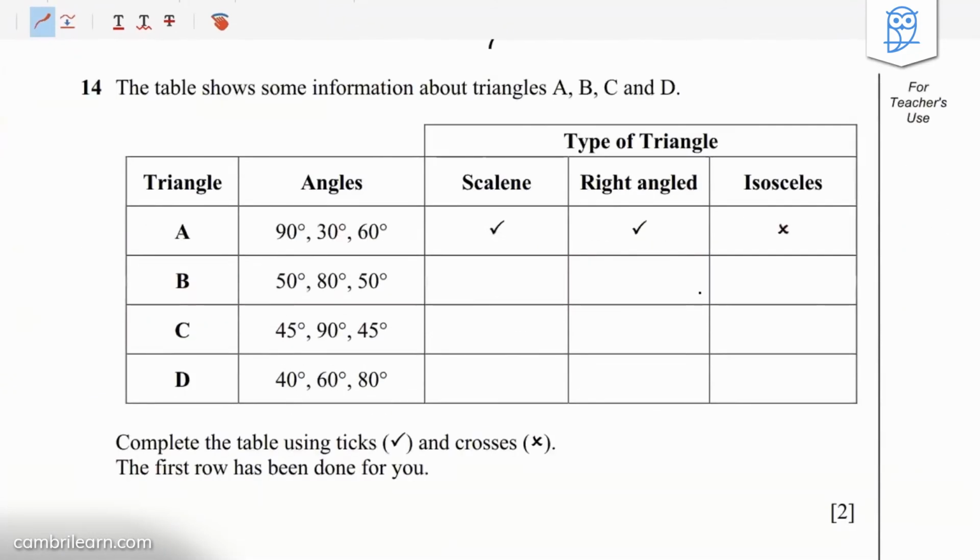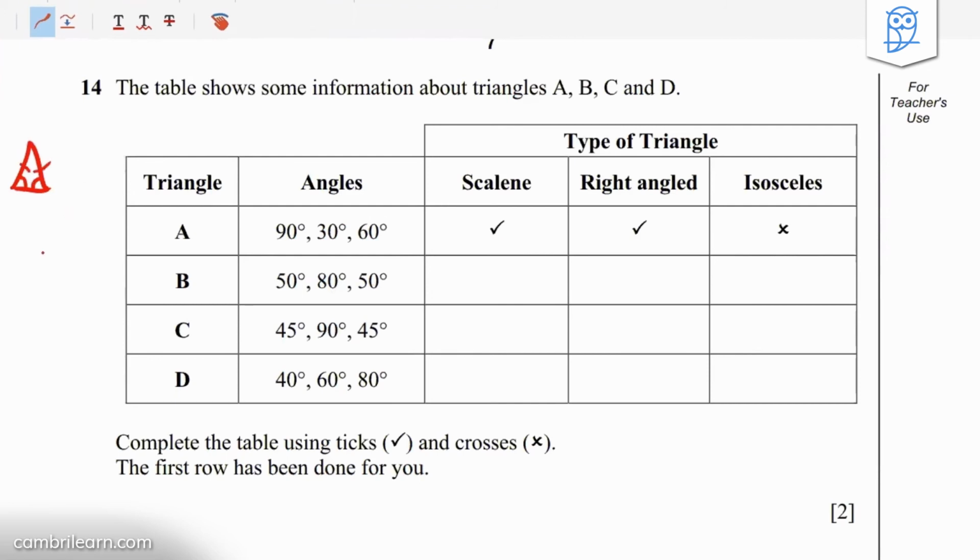Next question. The table shows some information about triangles A, B, C, and D. We just basically have to think back to the different types of triangles. We did this work very briefly, so let's go through this and see if we can figure it out. Let's look at triangle B. For triangle B, we have an angle which is 50 degrees, and then 80 degrees, and then 50 degrees again. So this immediately tells me that we have a triangle like this, and we have the same angles.